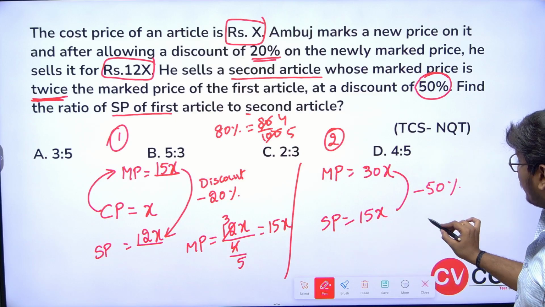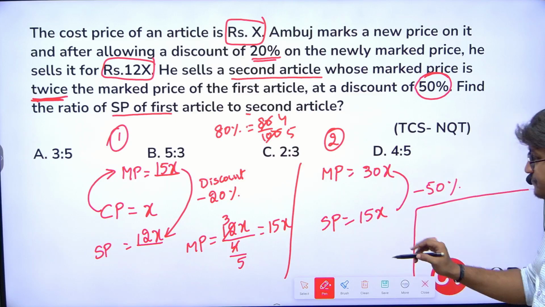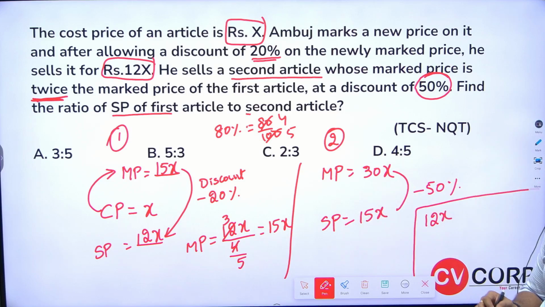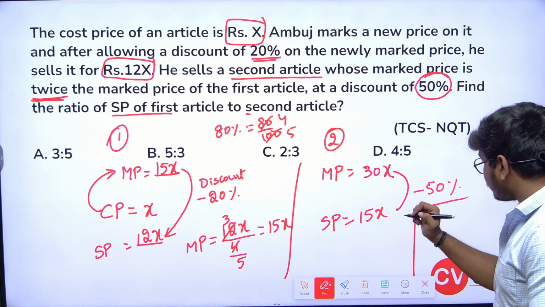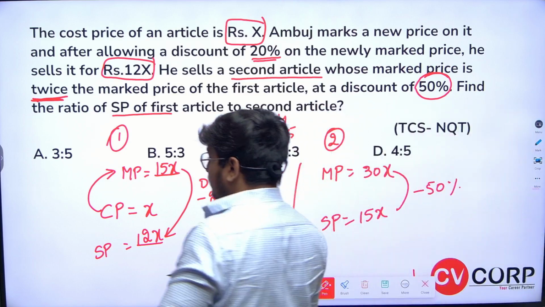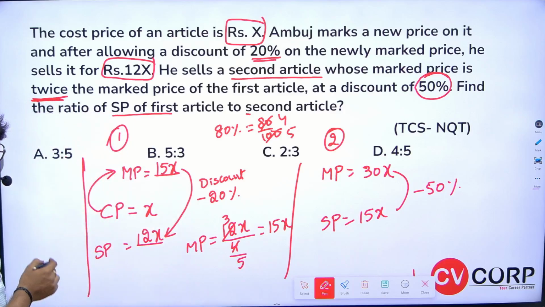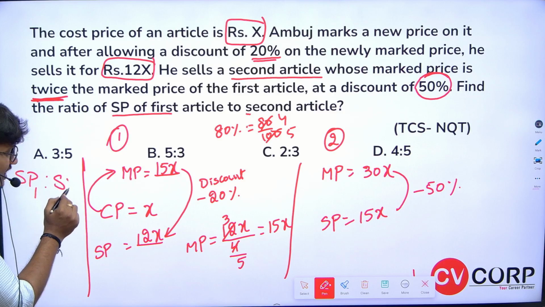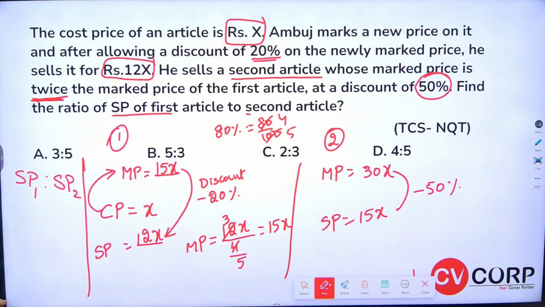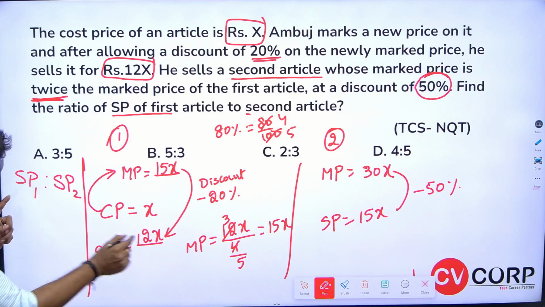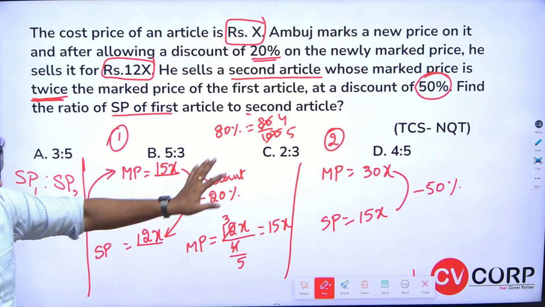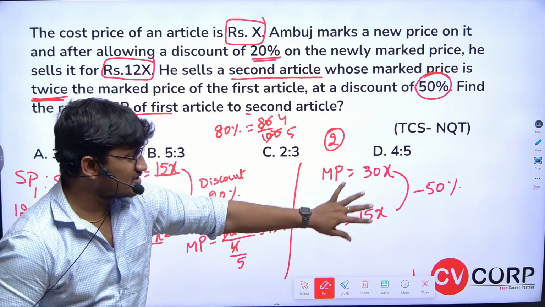What is the selling price of first article? It is 12x, correct? Okay, I'll write it there, it might not be visible to everyone. So very simple. They are asking us to find selling price of first article to selling price of second article. What's the selling price of first article? It is 12x, is to what, the selling price of second article? Second article conditions are very simple.